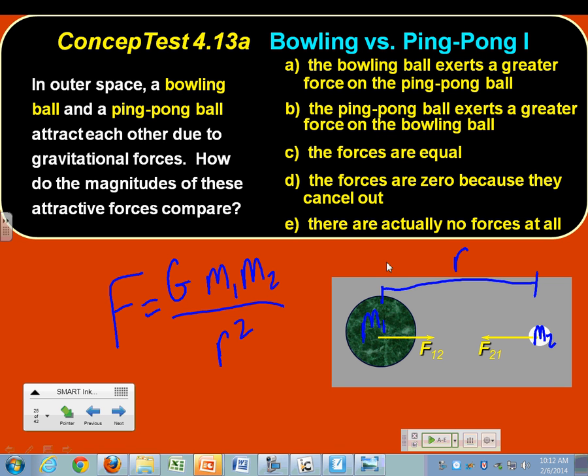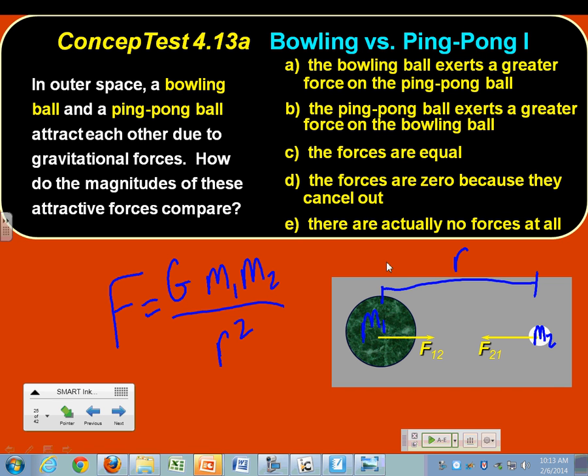They are always equal, right? The forces are always equal. But if there's more mass involved, the forces are bigger, but they're both bigger by the same amount. The forces are always equal. All right? Newton's third law, Newton's universal law of gravitation, the description of these forces between objects.